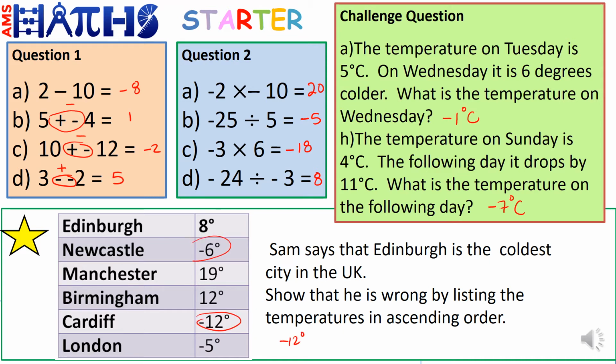then minus 6 Celsius, then minus 5, then 8, then 12, then 19. And so Sam says Edinburgh is the coldest, but 8 degrees Celsius is representing Edinburgh, so it could not have been the coldest temperature.